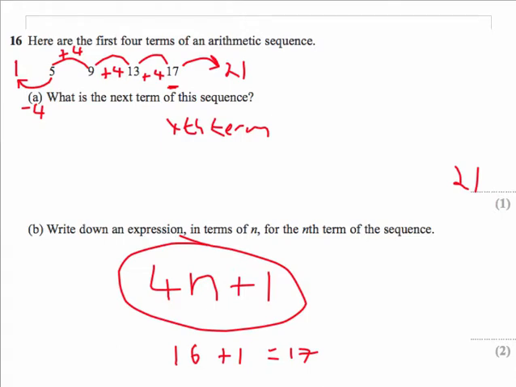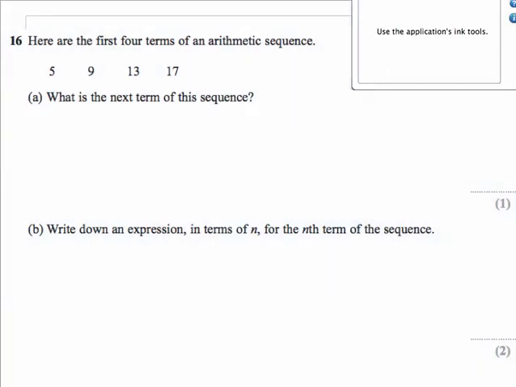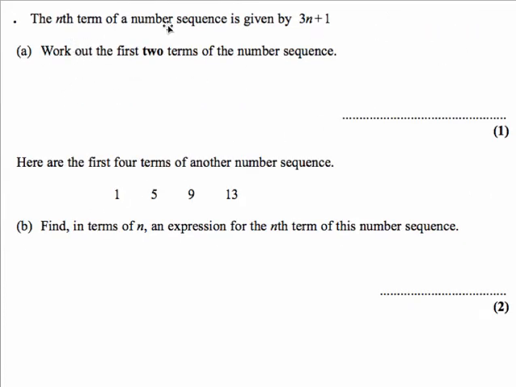And we're going to apply the same rule every single time. Now, for example, let's quickly get down to the next question. Again, this time the nth term of the sequence is given by, they've actually given us the rule here, work out the first 2 terms of the number sequence. Well, the first 2 terms are going to be where n equals 1 and where n equals 2. So all we have to do is replace n in the expression with 1. So 3 times 1 is 3, plus 1 is 4. And then we replace n with 2. So we do 3 times 2 is 6, plus 1 is 7. That gives us our answer.